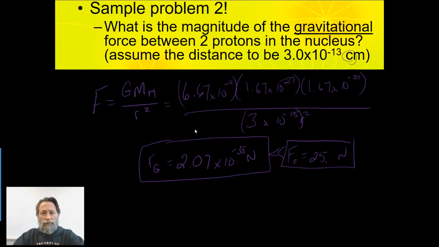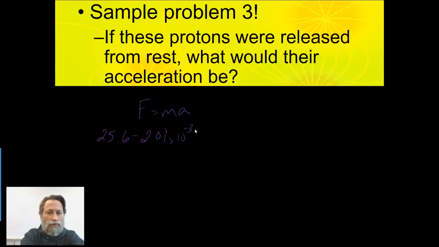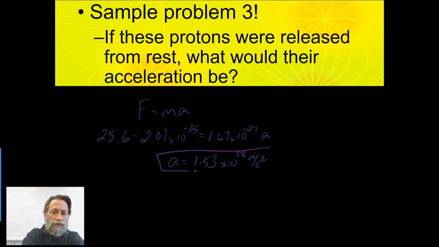25.6, I was right. So 25.6, negative 35, 2.07, negative 35. And then the mass of the proton is going to be the 1.67 times 10 to the negative 27 times A. And if we punch all those numbers in, then we should get 1.53 times 10 to the 28 meters per second squared. So notice that because this electric force is so big, the acceleration of the proton is going to be really, really big too.